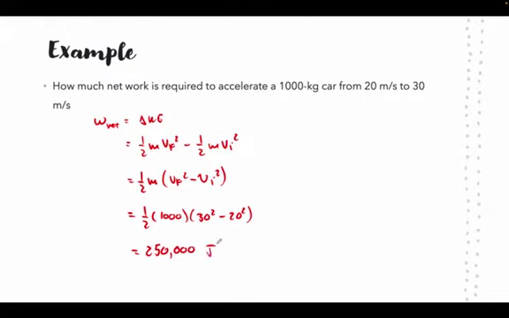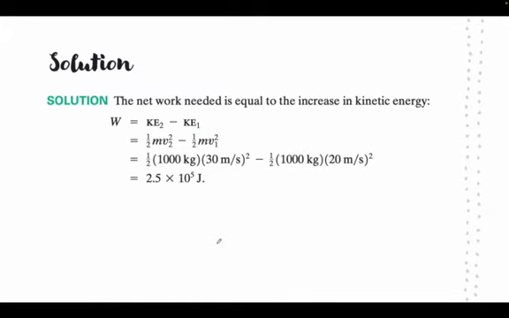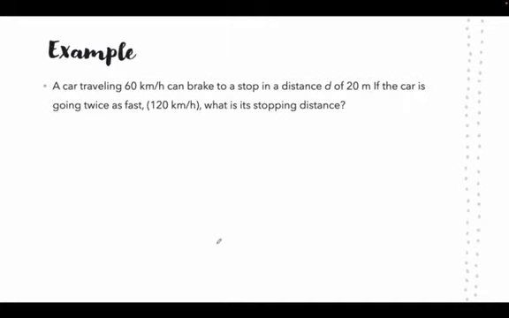So the net work necessary to accelerate this car is equal to 250,000 joules. Here's the textbook solution for this, which is the same. And let's look at a different example.